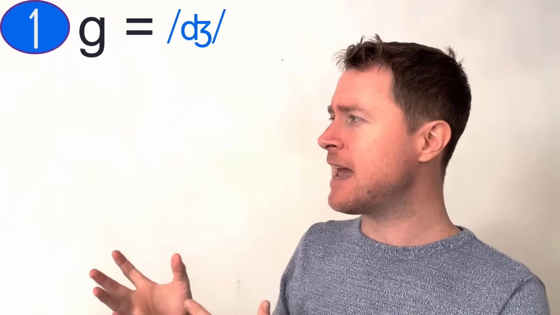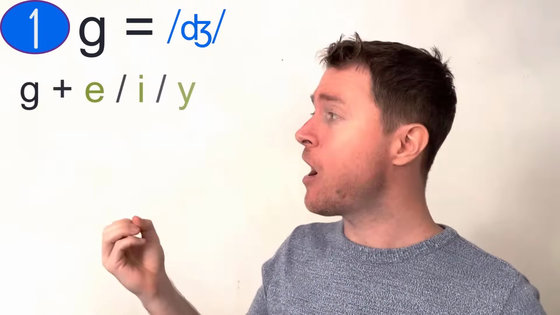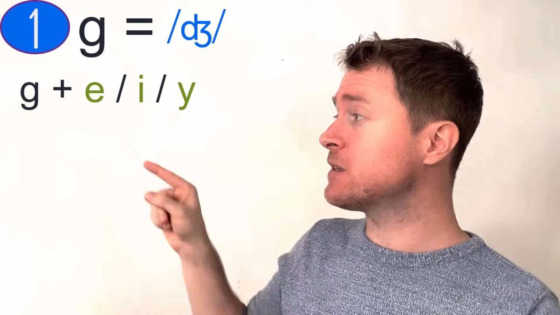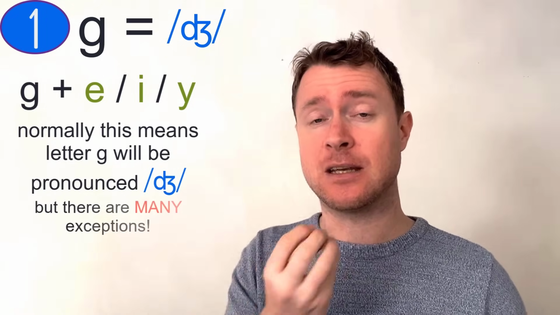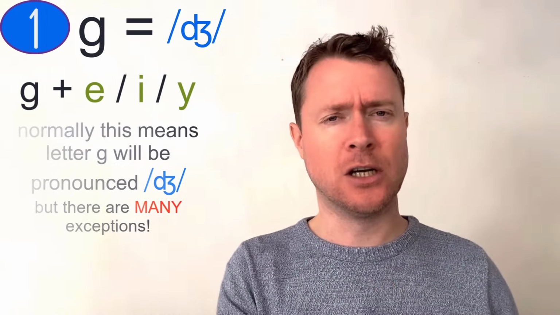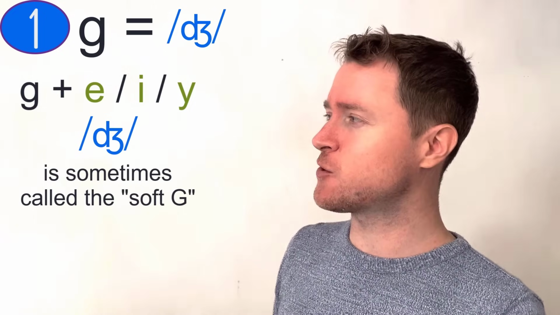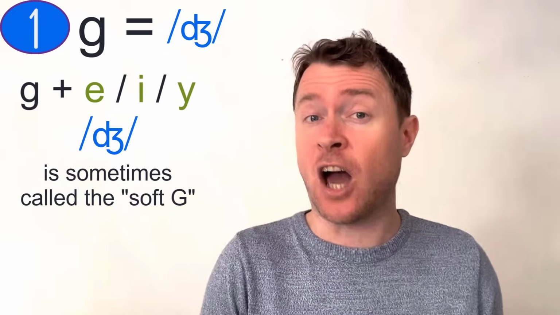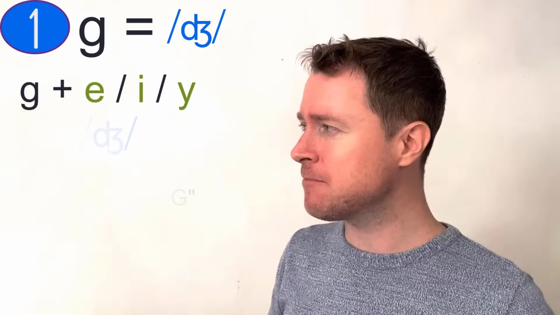So for example, take the J sound, okay? Normally, the letter G is pronounced with a J when it comes together with E, I, or Y. So that means when you see the letter G and the next letter is an E or an I or a Y, normally that means we pronounce that letter G with a J sound. Okay, one important thing to remember is that this J sound is sometimes called the soft G. The soft G, okay? The hard G is the G, which we're going to learn later.